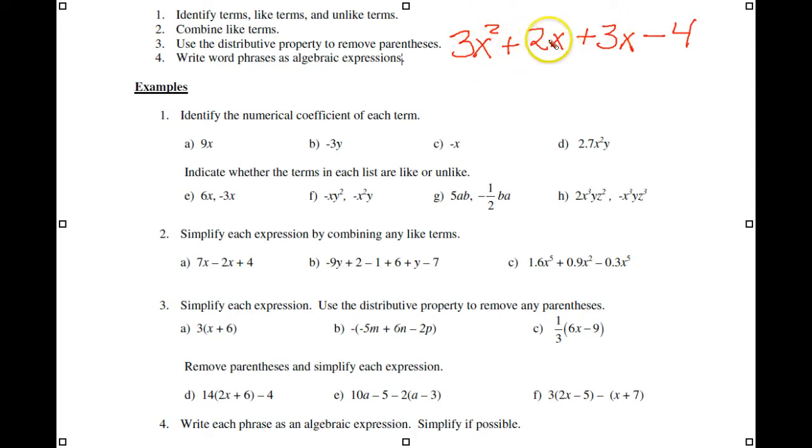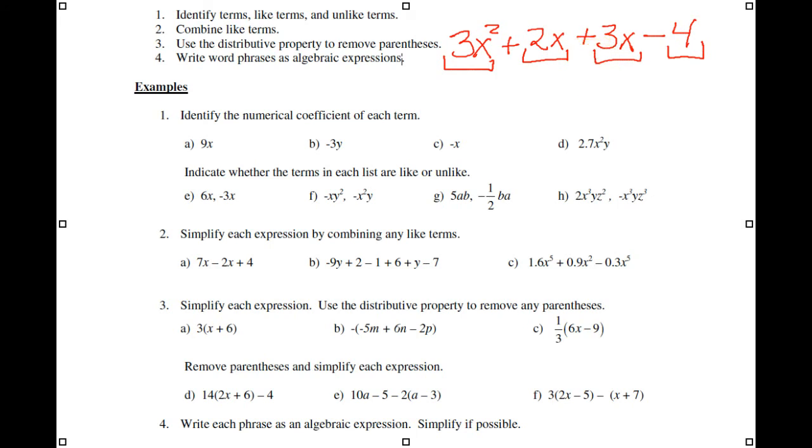And here is an algebraic expression. Now, as we look at what is a term, well, pretty generally, a term is separated by either a positive or a negative sign. So here we have 4 terms. Now, each term has a specific part to it.